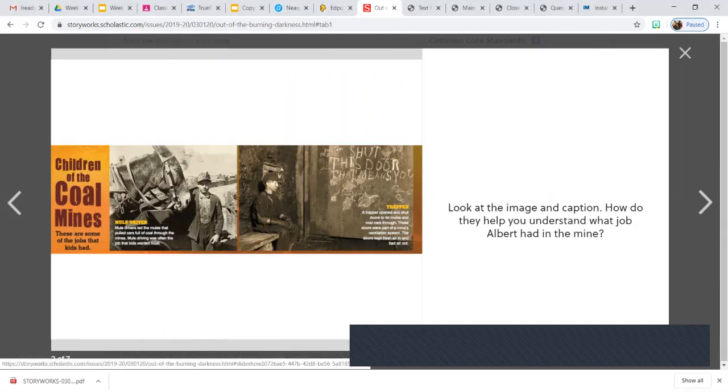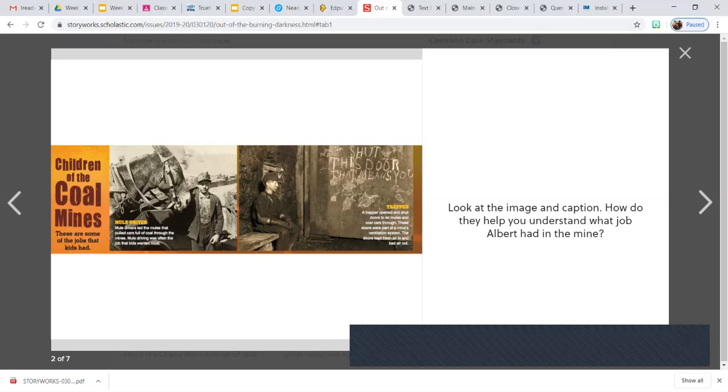Look at the image in this caption. How do they help you understand what job Albert had in the mine? So this text feature shows the children of the coal mines. These are some of the jobs that kids had.